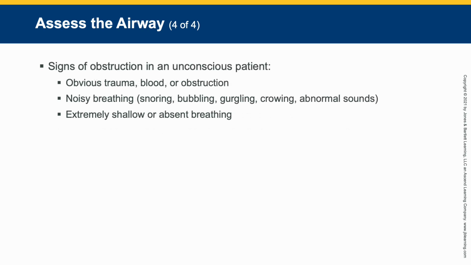So let's talk about the different signs of an airway obstruction in an unconscious patient. You're going to look and you're going to listen. If you see obvious trauma to the face or the neck, or if the patient has blood, vomitus, or any type of fluid in the mouth, that airway may already be compromised, okay? Noisy breathing like snoring, gurgling, or crowing means there's a partial blockage somewhere. If breathing is extremely shallow or absent, the airway must be opened and reassessed immediately.